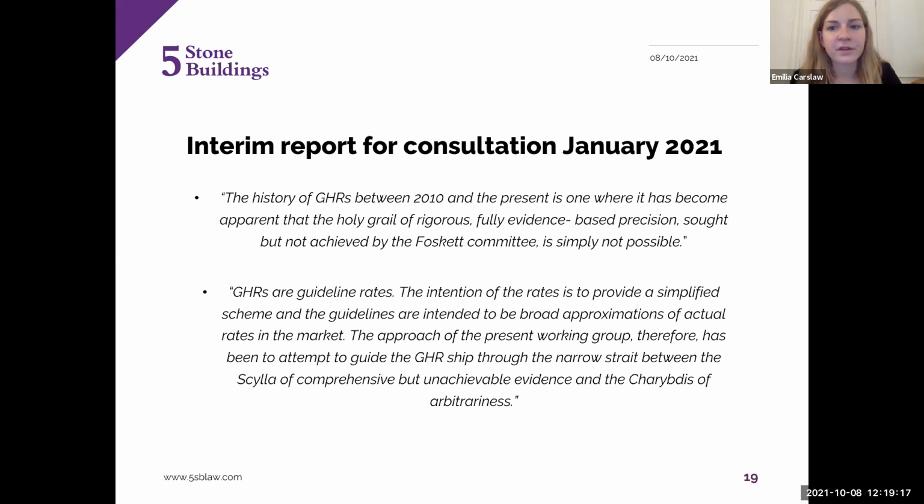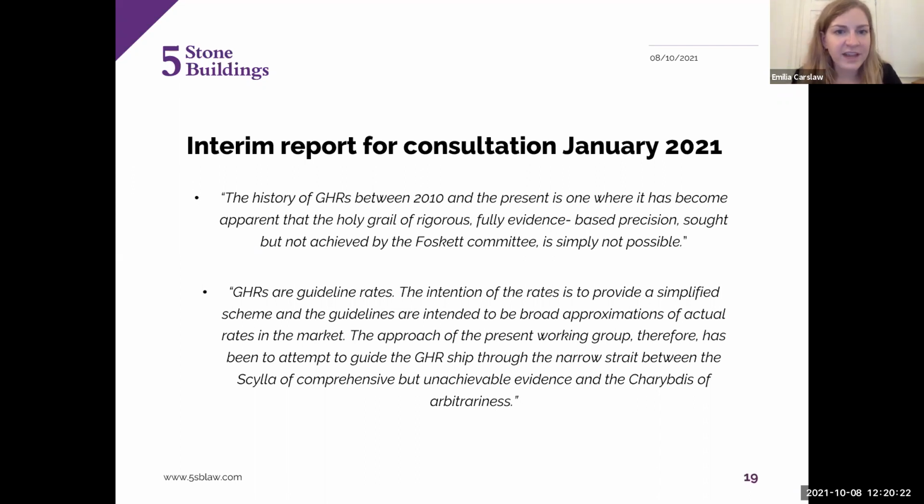So the interim report for consultation was critical of the search for perfection that had been aimed at by the Foskett Committee. In particular, they said, "The history of GHRs between 2010 and the present is one where it has become apparent that the holy grail of rigorous, fully evidence-based precision sought but not achieved by the Foskett Committee is simply not possible." Again, they echoed Lord Dyson's response to the Foskett report in saying that GHRs are guideline rates. The intention of the rates is to provide a simplified scheme, and the guidelines are intended to be broad approximations of actual rates in the market. "The approach of the present working group, therefore, has been to attempt to guide the GHR ship through the narrow strait between the Scylla of comprehensive but unachievable evidence and the Charybdis of arbitrariness." So they're basically saying they're trying to seek a balance between going into too much detail and making it up.